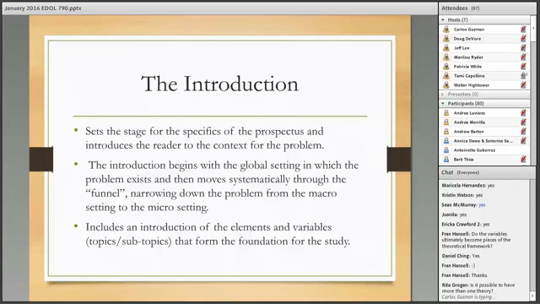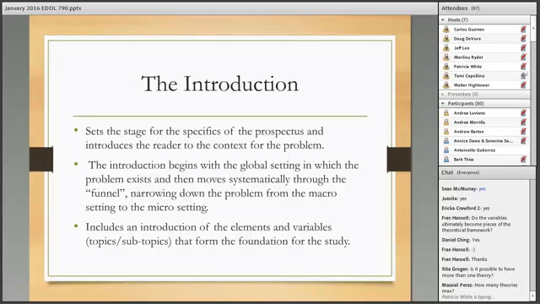Okay, so the introduction, again, some of this I may have already talked about, so I'll go over this fast. For the introduction, you're setting the stage for your prospectus and really introducing the reader to the context of the problem. You want a little bit of suspense and mystery and not tell them everything, but you certainly want them from the very beginning to understand what the context for the problem is.